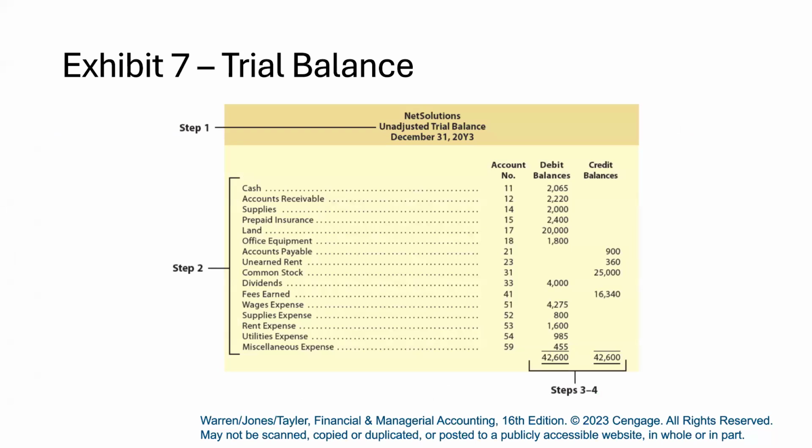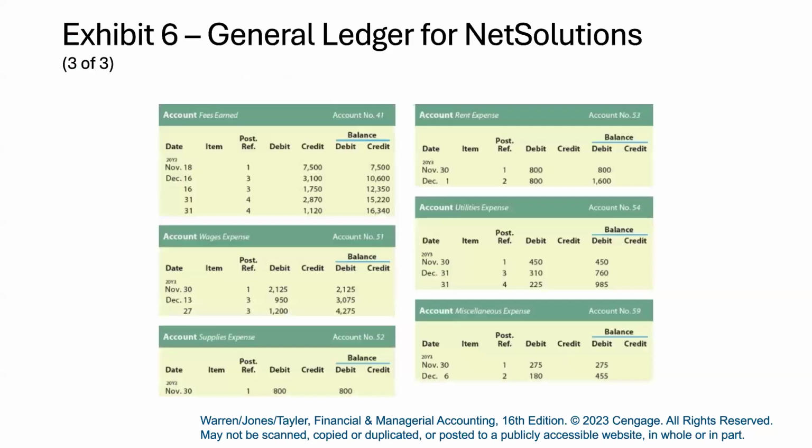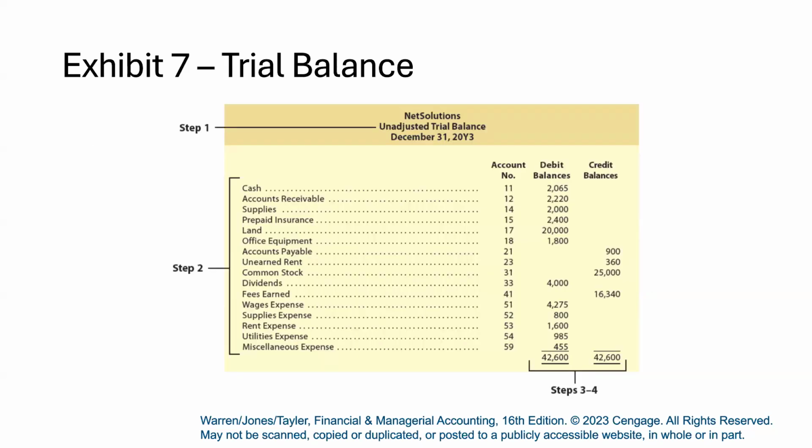All right. So now we're ready to learn about the trial balance. After we post everything to the ledger and we get to the end of our accounting period, we're ready to create our trial balance. This is the third step of the accounting process, or the accounting cycle. The trial balance is a single document that shows the balances of all of the accounts that we have.